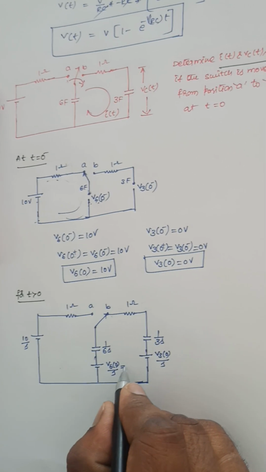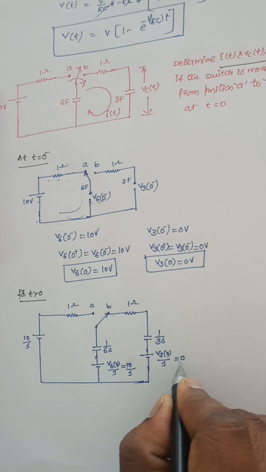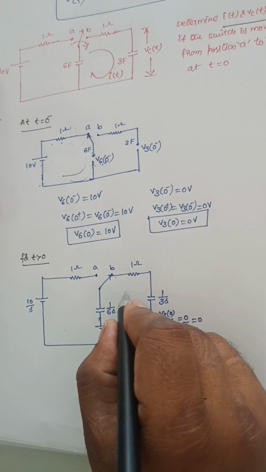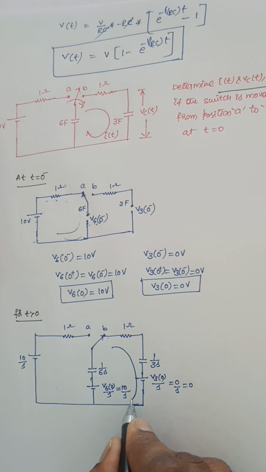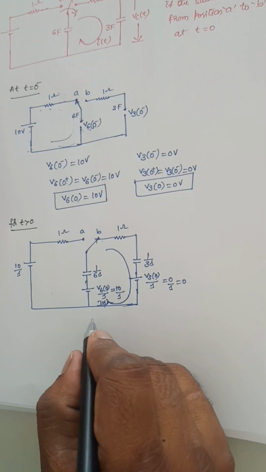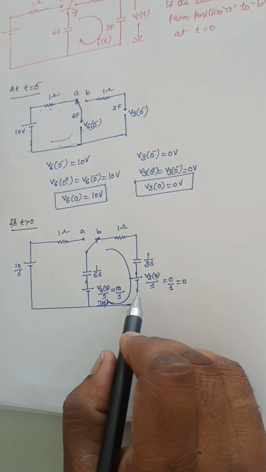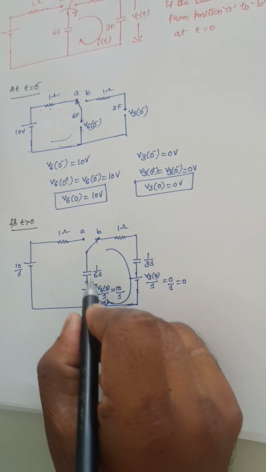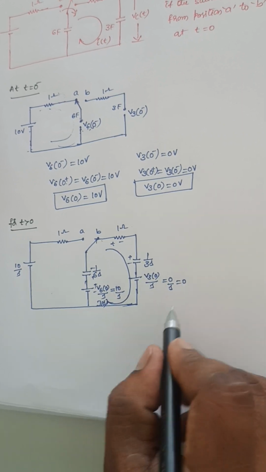V6 of 0, just now we calculated it as 10 divided by S. V3 of 0 divided by S is equal to 0. This is the same circuit, and the current flowing through this is I of S. Now the same circuit I can redraw, or otherwise apply the KVL directly. Why do we need to redraw this? So it is plus and minus, plus and minus, plus and minus, plus and minus. So no voltage here, so it is 0.